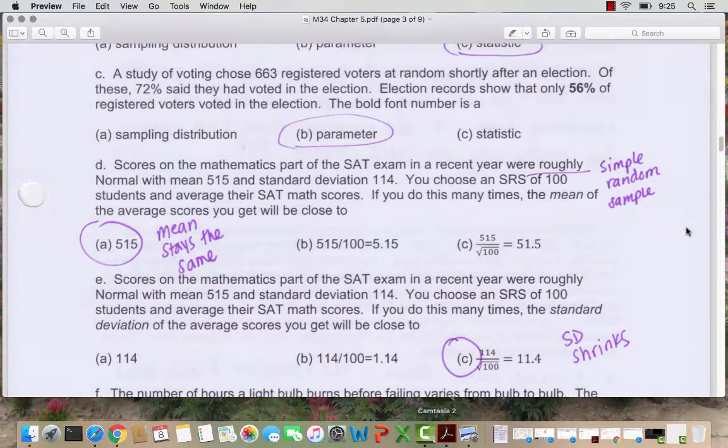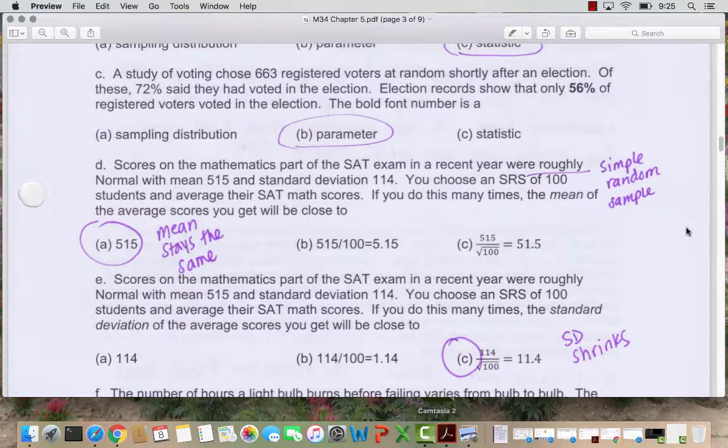Question C. A study of voting chose 663 registered voters at random shortly after an election. Of these, 72% said they'd voted in the election. Election records show that only 56% of registered voters voted in the election. So this bold font number, the 56%, is a parameter because it's all of the registered voters. So sometimes in voting scenarios where we're counting every vote, we do have population data.